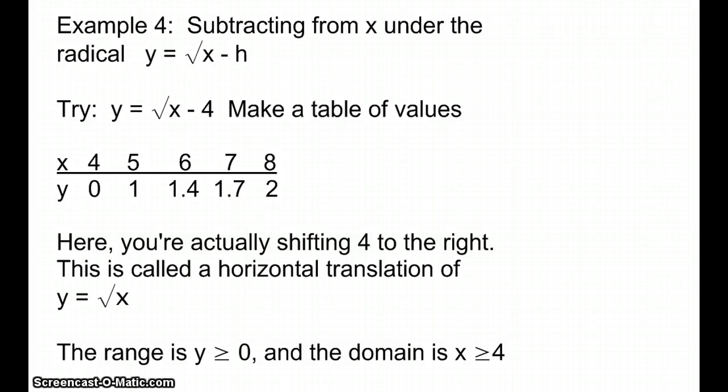When x is 4, y is 0. When x is 5, y is 1. Okay? What you're doing when you do this is you're shifting 4 to the right. This is called a horizontal translation of the parent function. The range here is y is greater than or equal to 0, because you can see the lowest value y is 0. But the domain is x is greater than or equal to 4, because the lowest value that x can be is 4.